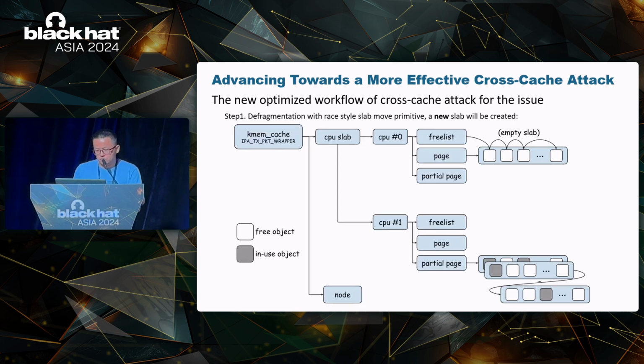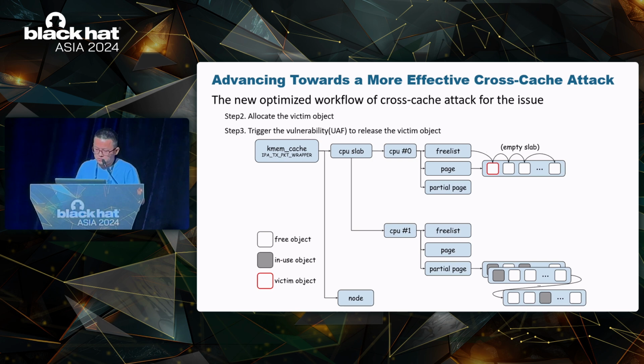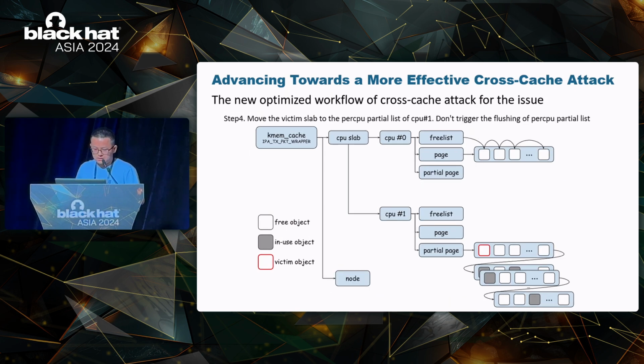With the new method for discarding the victim slab, we have a new optimized workflow for the cross-cache attack for this issue. Step 1: perform defragmentation with the race-style slab move primitive to create a new slab. Step 2: allocate the victim object. Step 3: trigger the vulnerability to release the victim object. Step 4: move the victim slab to the partial list of CPU 1. Don't trigger the flushing of the partial list of CPU 1 yet.